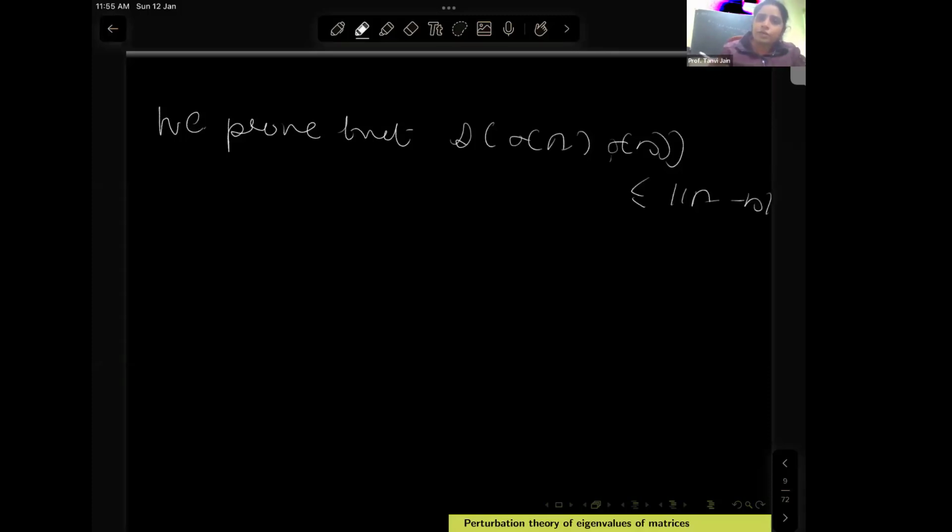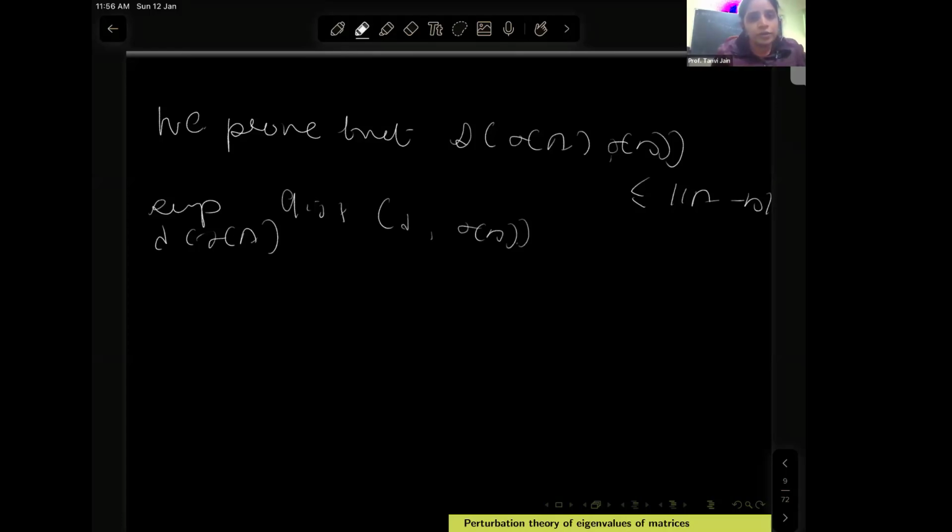Then I can reverse a and b and I will have S sigma b sigma a less than or equal to norm b minus a, that is norm a minus b. That's the same. So I just need to prove this thing: S sigma a sigma b is less than or equal to norm a minus b. Now what do I do here? What is S sigma a sigma b? S sigma a sigma b is the supremum over lambda in sigma a of the distance between lambda and sigma b.